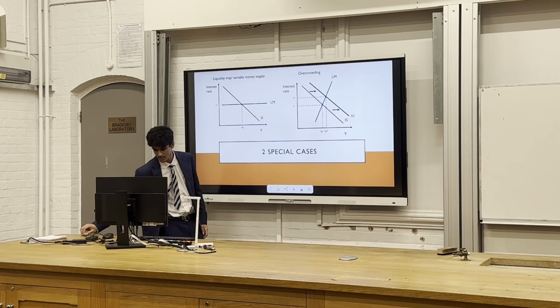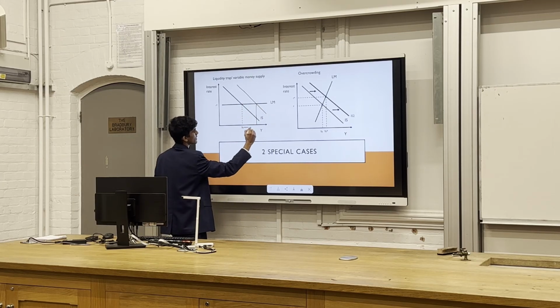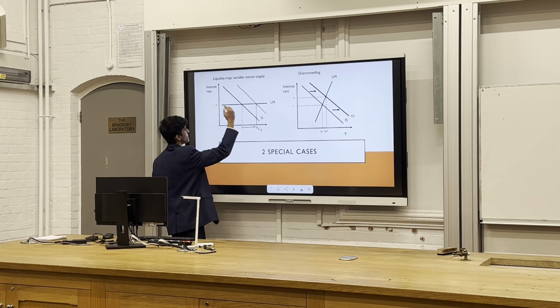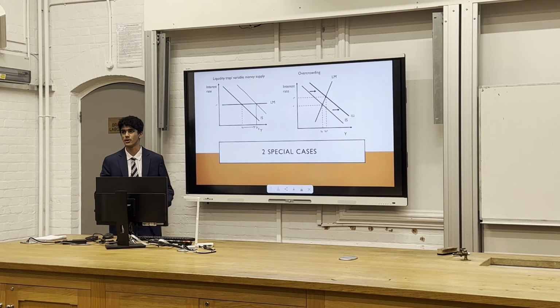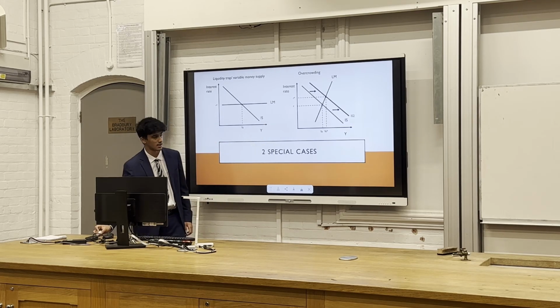Let me just draw it. If it shifts to the right, you'd have an increase in GDP from here to here. Right, but there'd be no resulting increase in interest rates, so there'd be no increase in the cost of borrowing. So that makes fiscal policy really effective because it avoids the crowding out effect, which is on this diagram here.